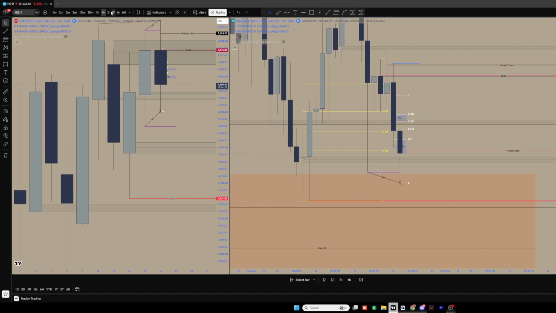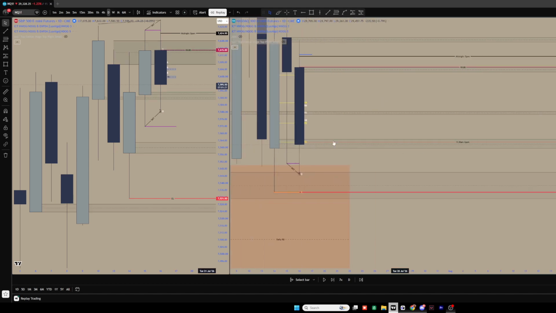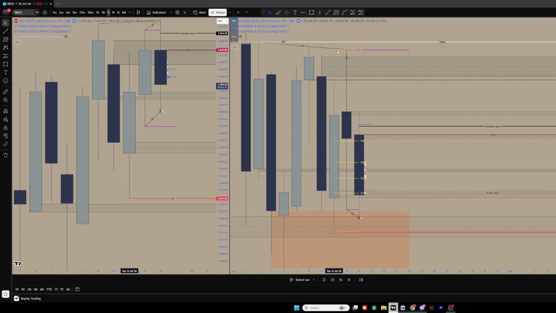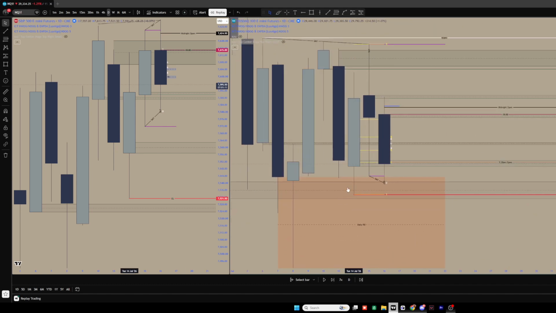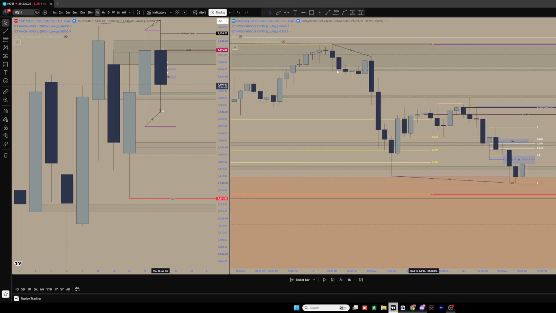And I also drew like the daily range. So from this low up to this high, it's kind of hard to identify the actual daily range because it's so choppy, but I just considered this swing low and this swing high as the daily range. And we're still pretty much holding the daily range on the 4 hour.